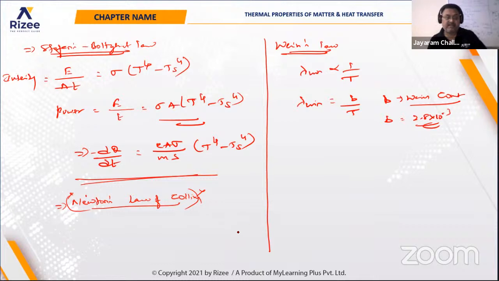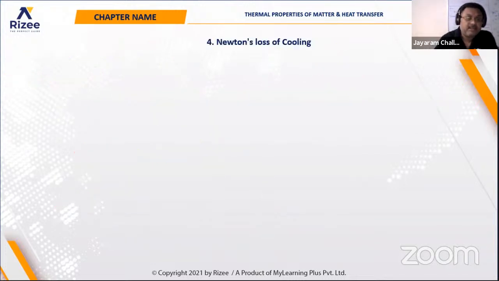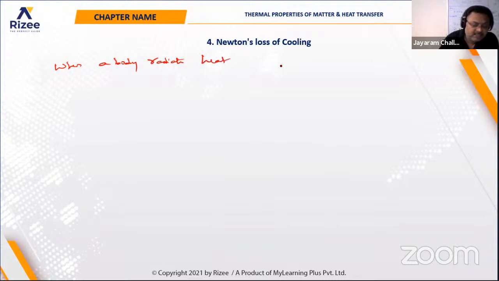So Wien's law, and the Stefan-Boltzmann law. We need to majorly discuss Newton's law of cooling. That is the last thing we need to go for. So what is Newton's law of cooling? When a body radiates, what will happen? It radiates heat because it is giving out heat. What will happen to the surroundings?